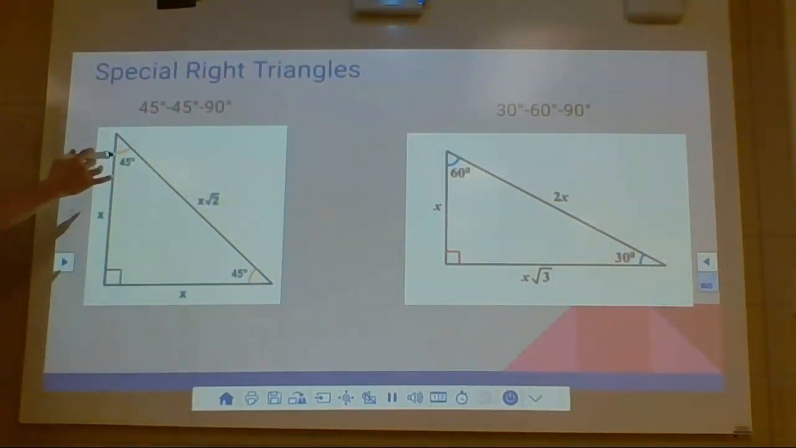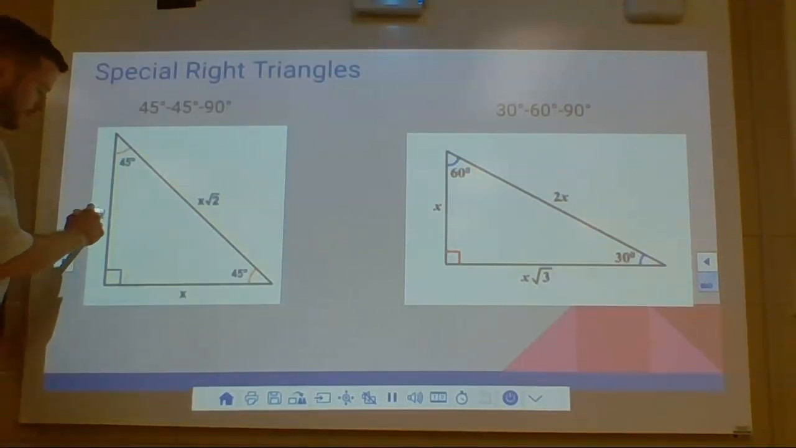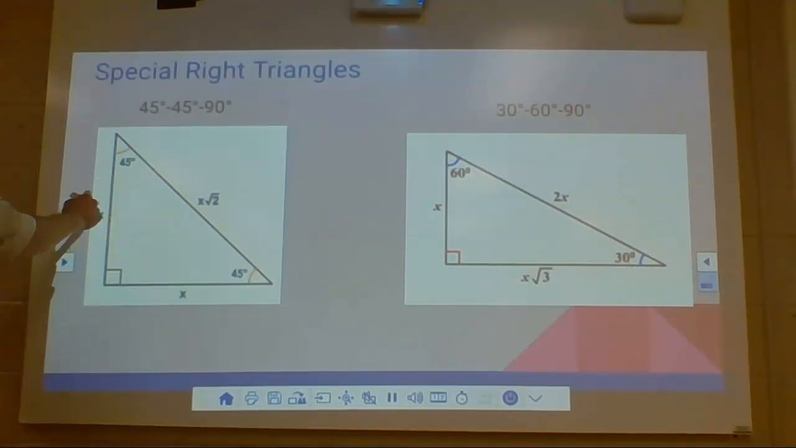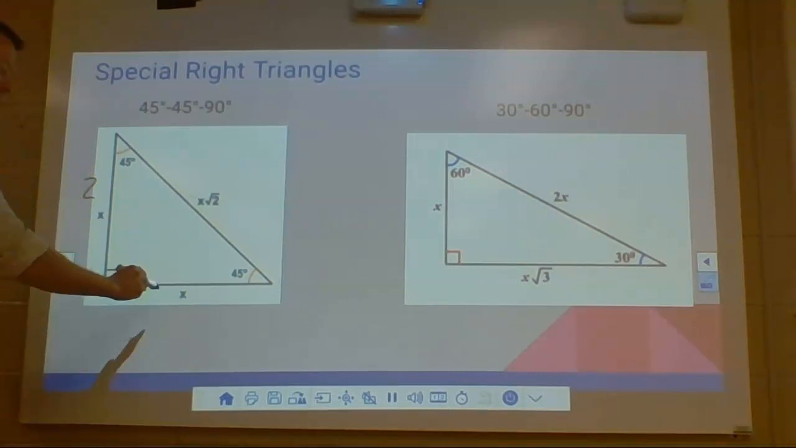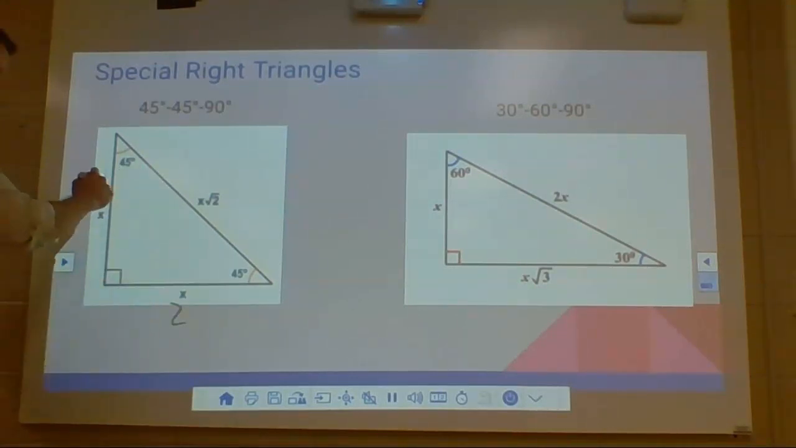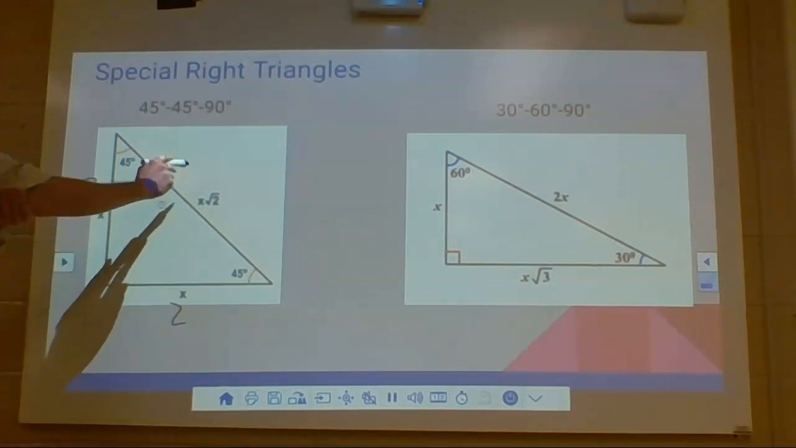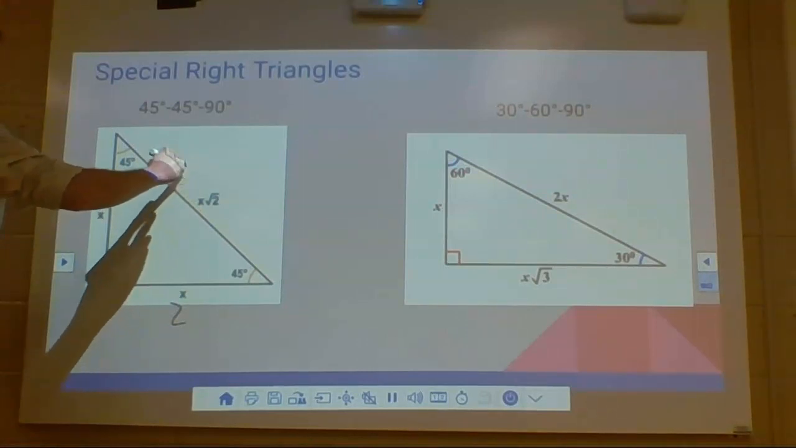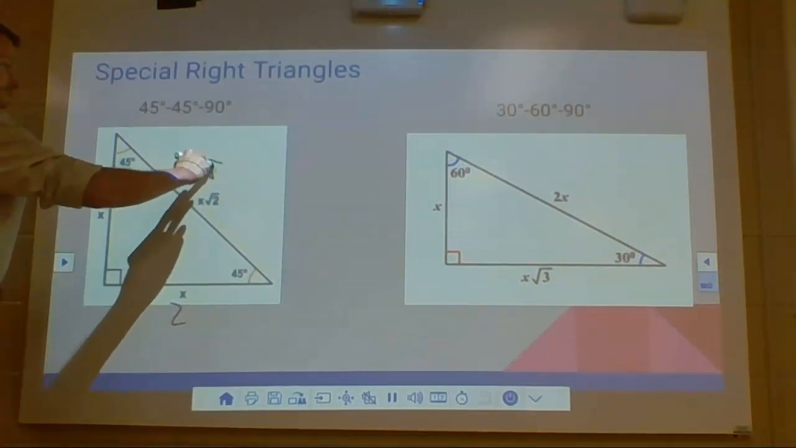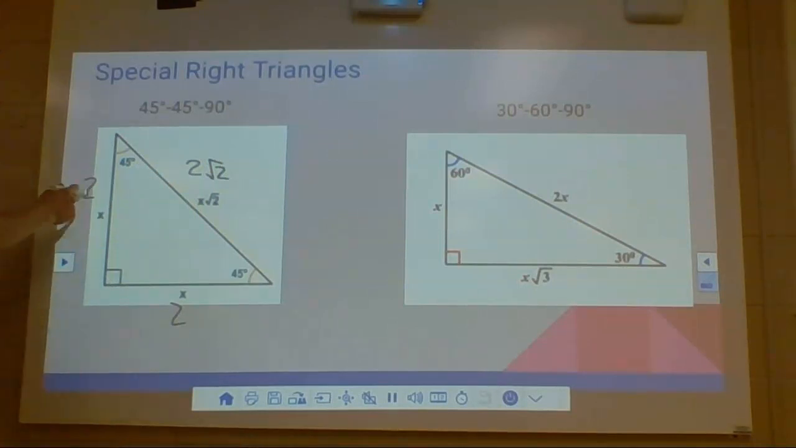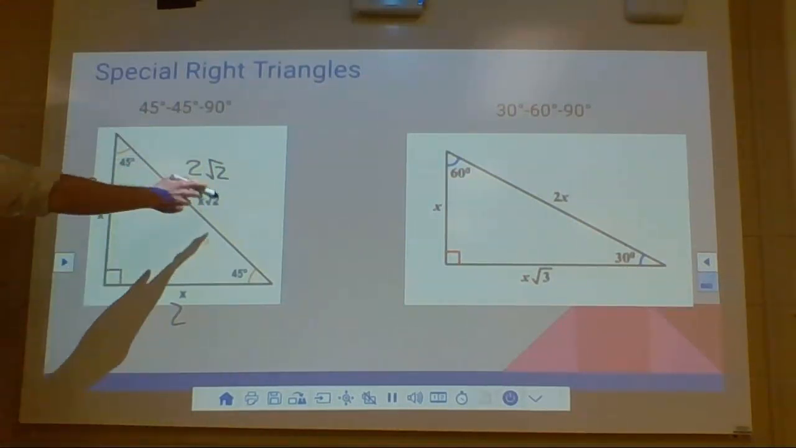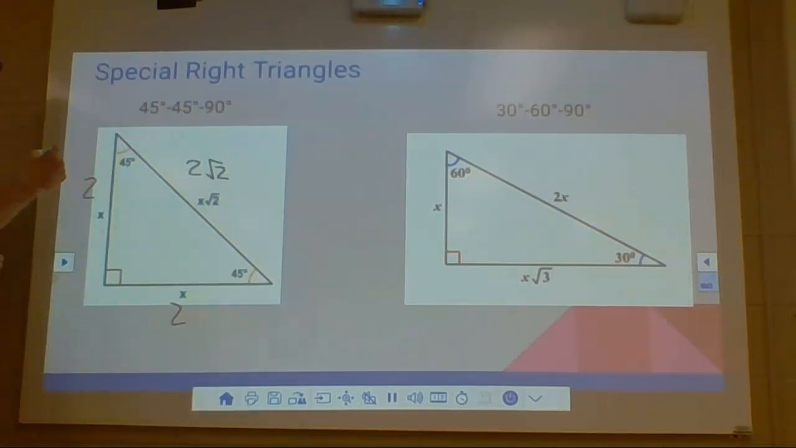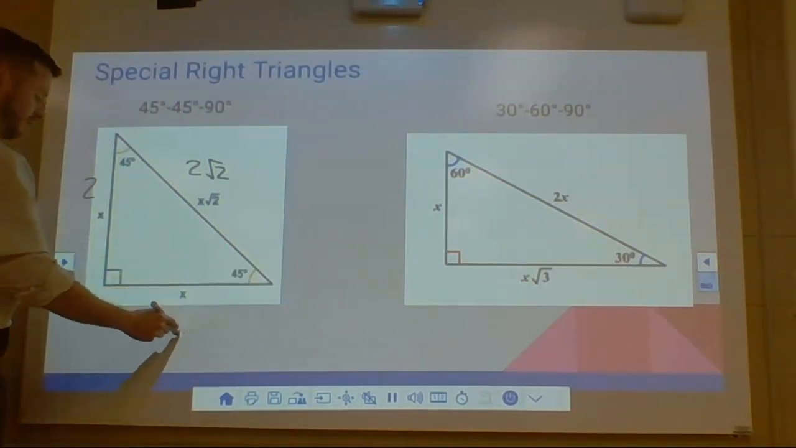All right, so for a 45-45-90 triangle, which we can also call an isosceles right triangle, the two legs of that triangle are going to be congruent, okay? So let's just say each of these was 2 units long. So whatever the lengths of the legs are, those congruent legs, we would take that and multiply it by the square root of 2 to get to the length of the hypotenuse. So we would say 2 times the square root of 2. Okay? So if the leg lengths are 2, then the length of the hypotenuse is 2 times the square root of 2 units.